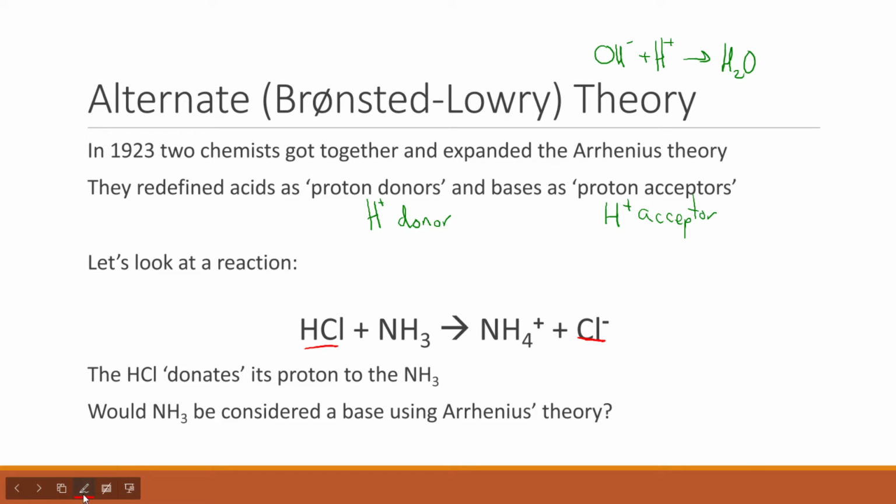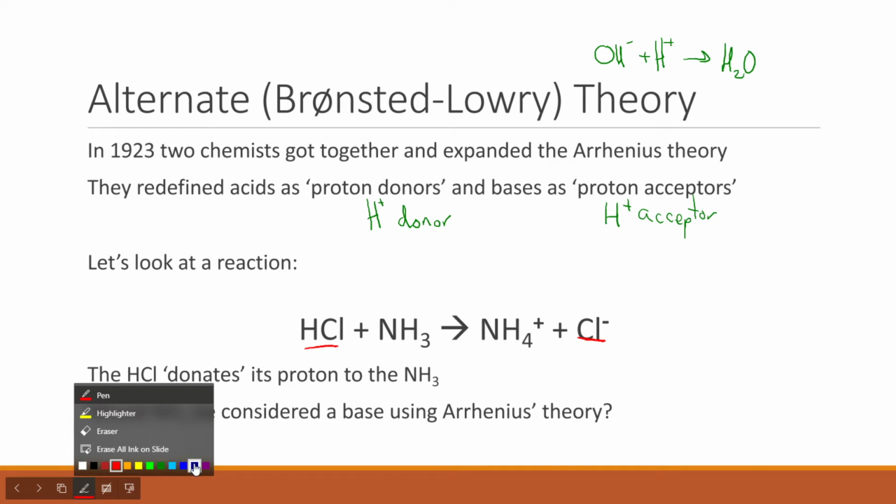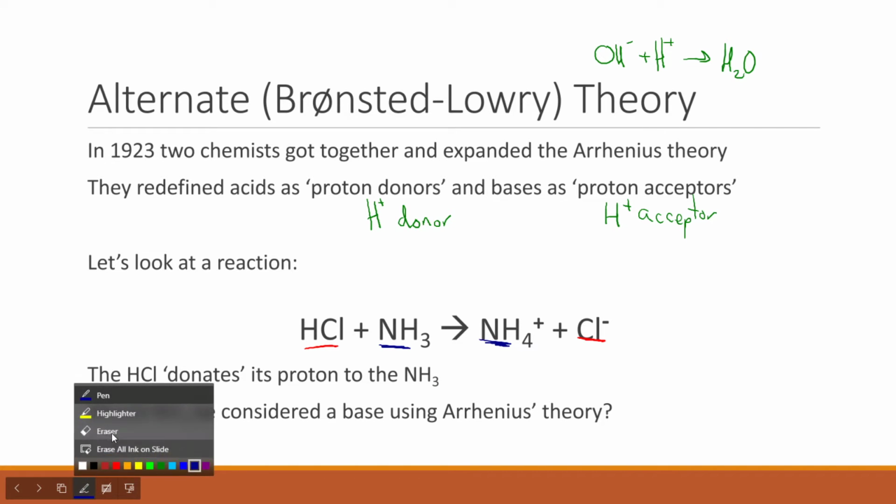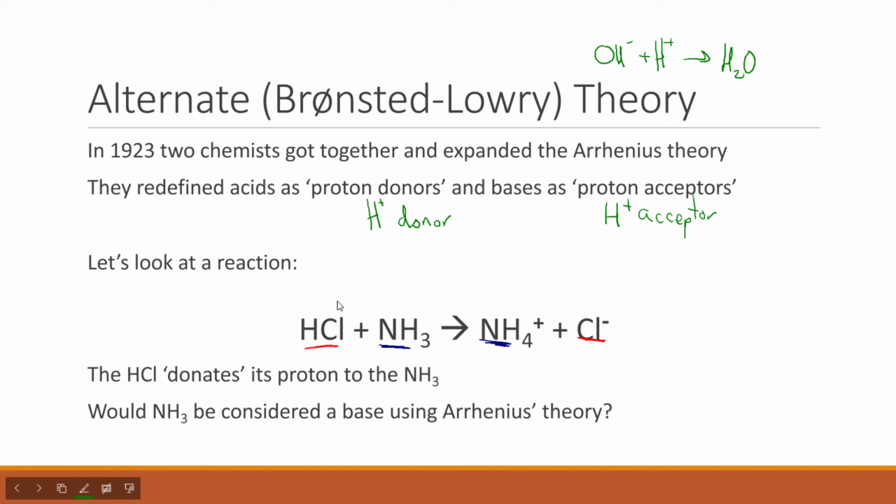NH3 goes from NH3 to NH4+, which means it has gained an H+. And so if we want to track the movement of the H from left to right, the H goes from the HCl to the NH3, which makes HCl an acid because it donated it, and it makes NH3 the base because it has accepted it.